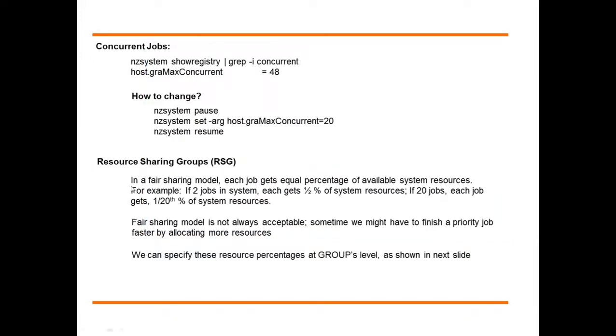In a fair share, we are trying to understand what is RSG. In a fair sharing model, like I said, the example of my children: if I have two kids, each kid will get equal priority. Each job gets an equal percentage of available system resources. If I'm just under a fair share model, each job needs to get an equal percentage. But do we live in a fair sharing model, right?